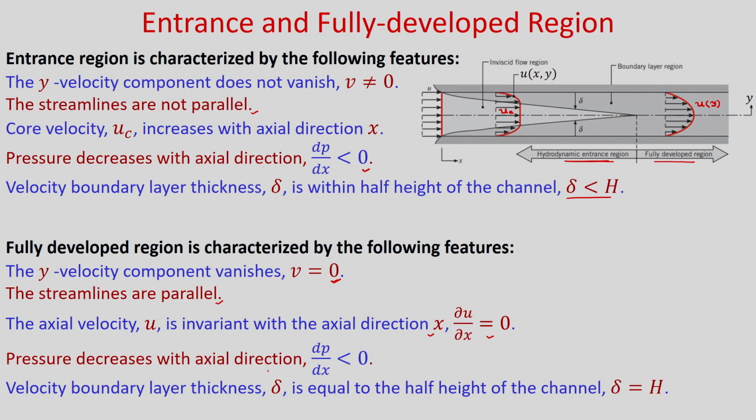So, del u by del x will be 0 in the fully developed region. Pressure decreases with axial direction, that means dp by dx will be less than 0, and velocity boundary layer thickness delta is equal to the half height of the channel, that means delta will be h. Okay. So, in the fully developed region, obviously as the parallel plates are separated by a distance 2h, so hydrodynamic boundary layer thickness will be h in the fully developed region.